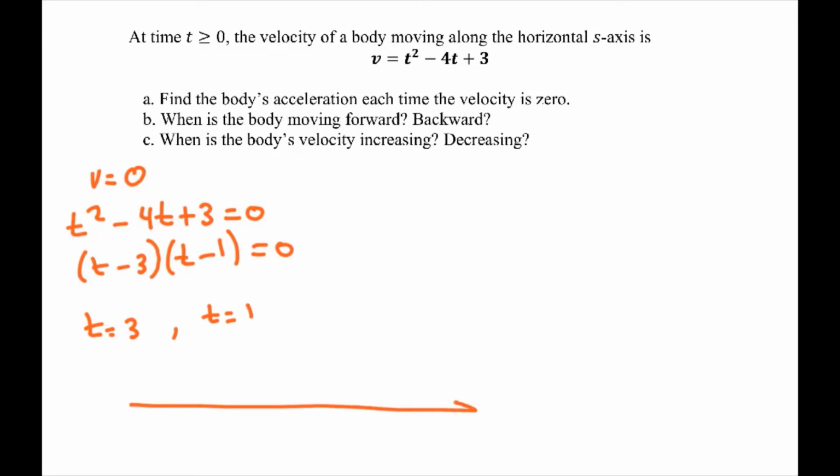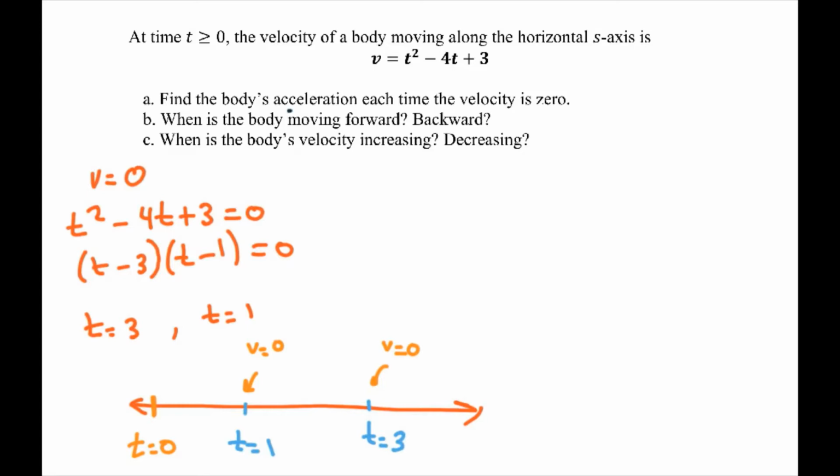So if I have a number line here, I know at t equal 1 and t equal 3, v was equal to 0. And of course, when we start, we always start from t equals 0, because the first time is when the time equals 0. There is nothing before that.